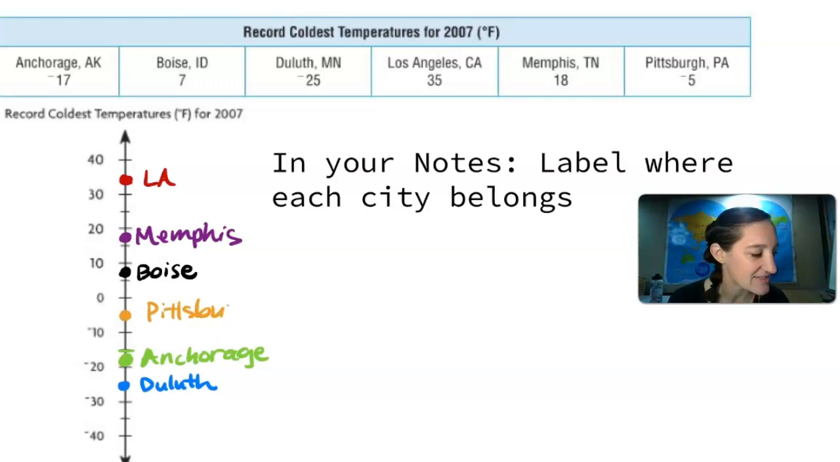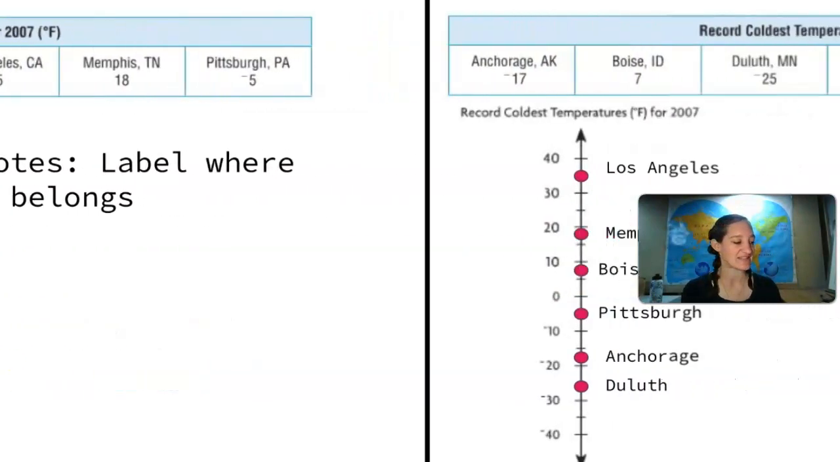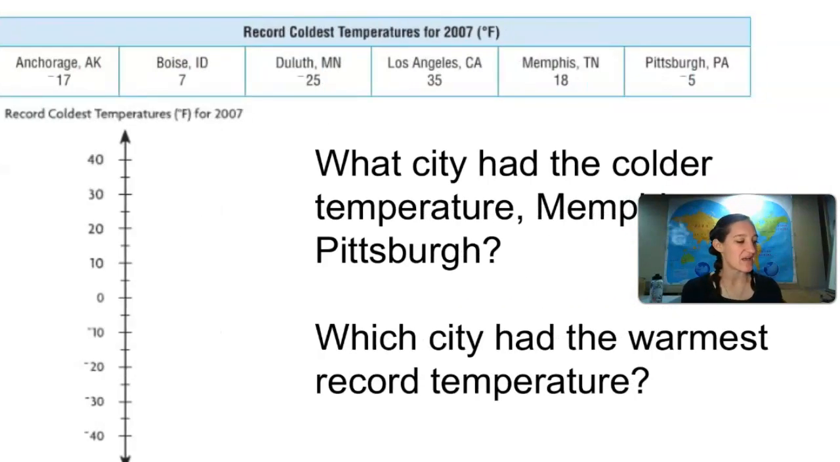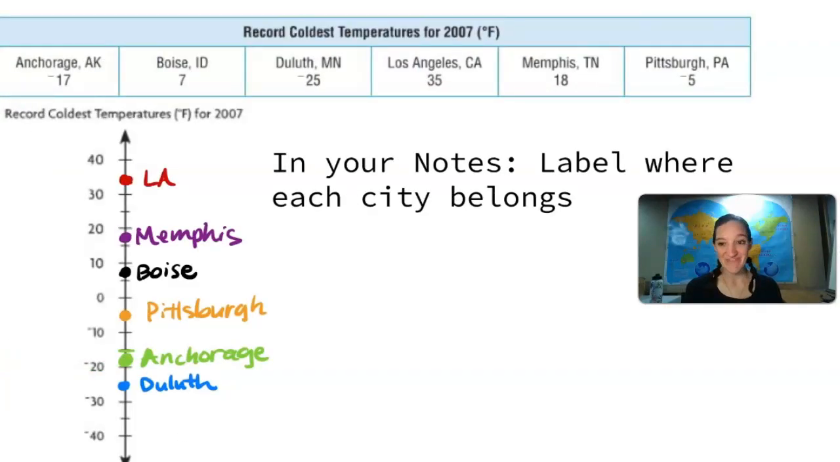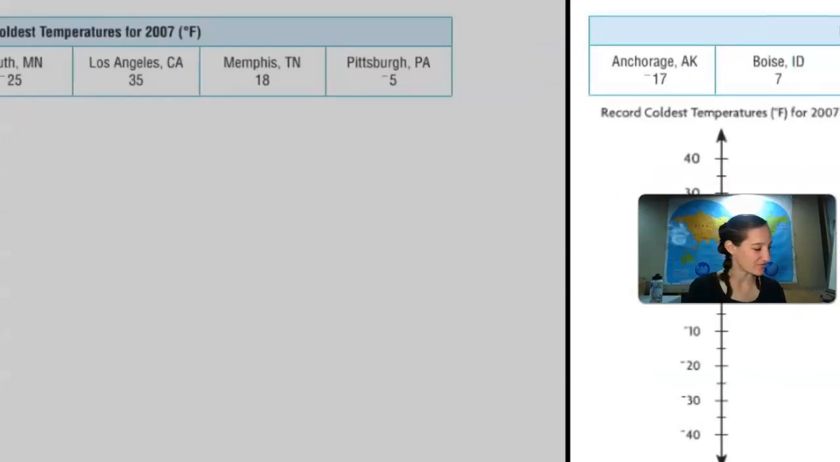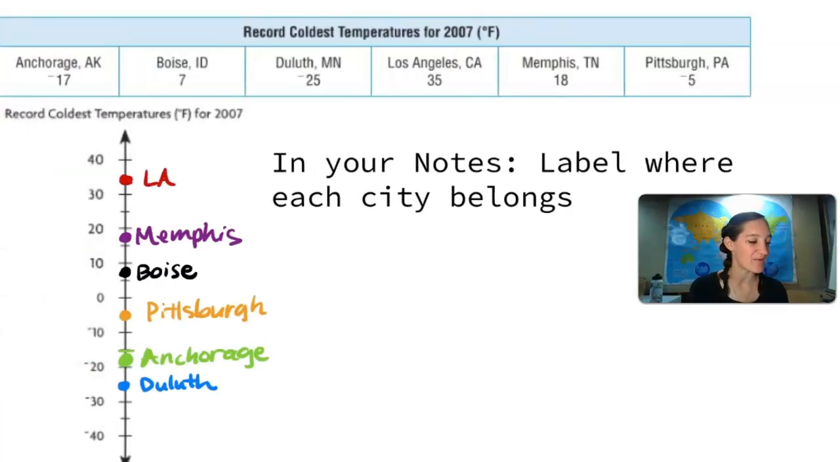So now I can answer a bunch of questions about these cities. The first question is, what city had the colder temperature? Memphis or Pittsburgh? Well, the colder temperature will be lower down, right? Pittsburgh is further down. Pittsburgh is below 0. It's in the negatives. It is definitely colder, isn't it?